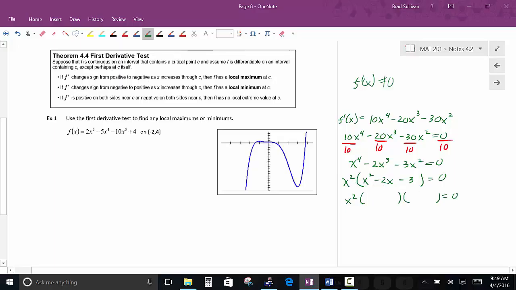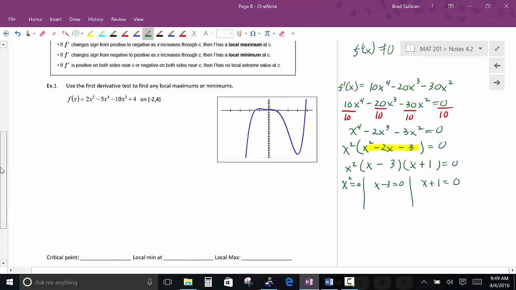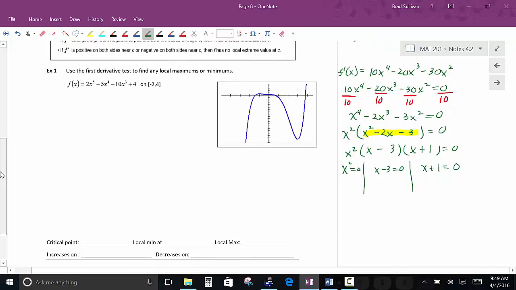So when I factor this trinomial, let's see what we get. That's going to go x and x. You're going to have 3 and 1 to get 3 with a minus and plus. So critical points are going to exist where x squared is 0, where x minus 3 is 0, and where x plus 1 is equal to 0. Polynomials, usually students do pretty well with polynomials if the factoring is under control.